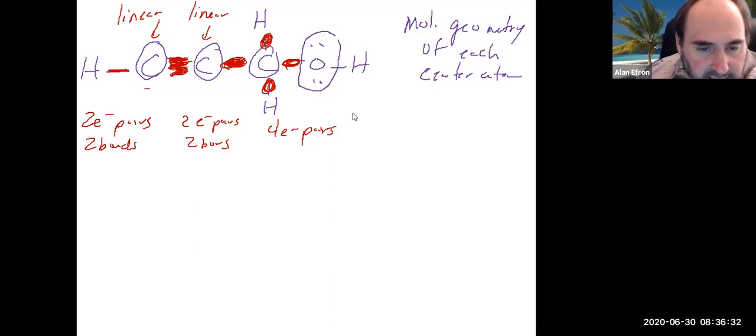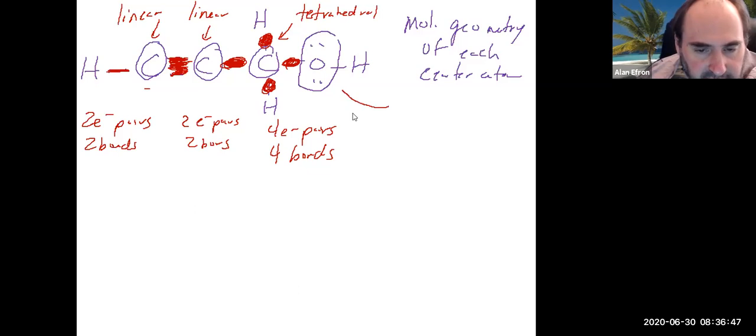And each of those that I kind of circled were bonds as well. So it has four bonds. And again, four electron pairs and four bonds is going to give this guy tetrahedral in terms of its geometry.